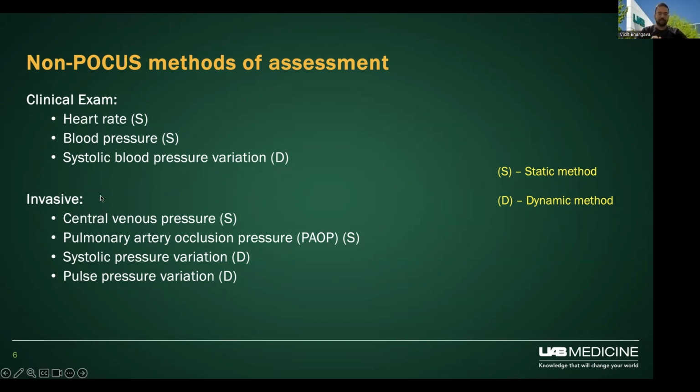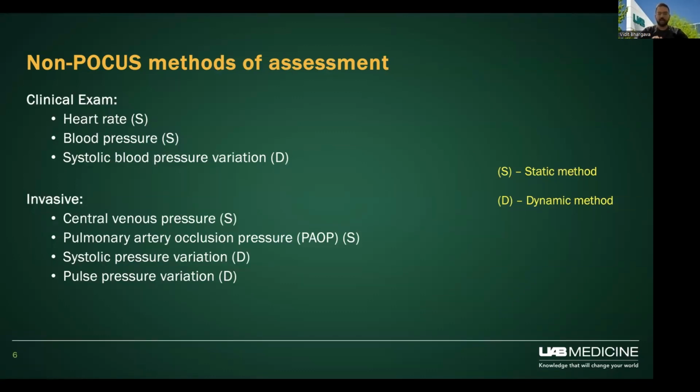There are several invasive methods as well, which have been used on and off. Some centers prefer them more over the others, but none of them have been found to conclusively be helpful. So the most common one amongst them is obviously CVP monitoring, usually through a line that's in the neck vessels or in your subclavian, that can be tied to a pressure transducer, and you can get a sense of what the right atrial pressure is.